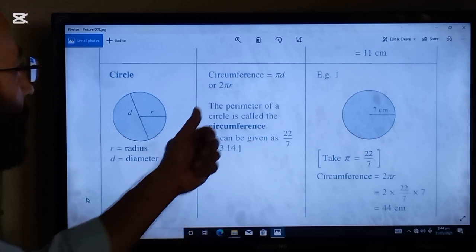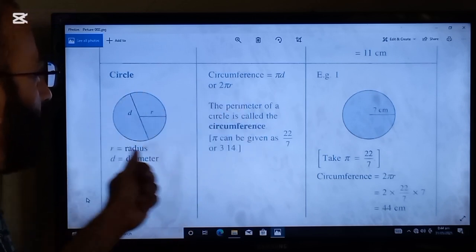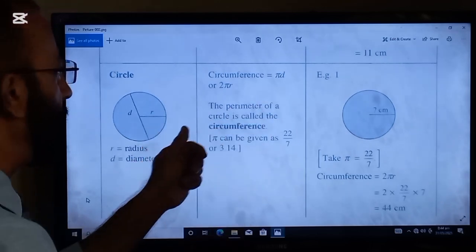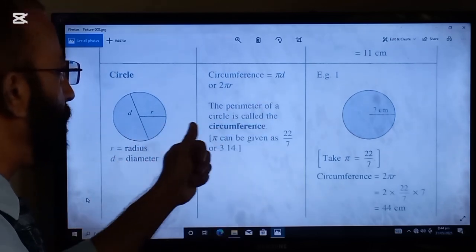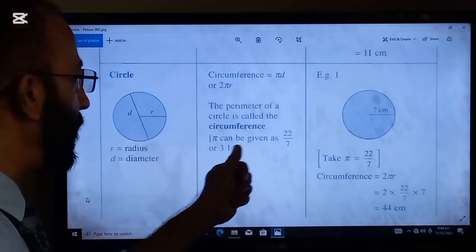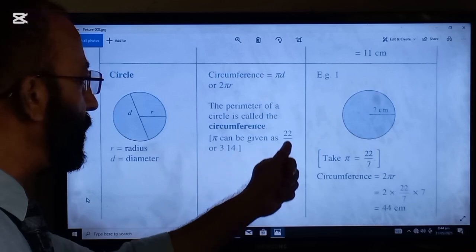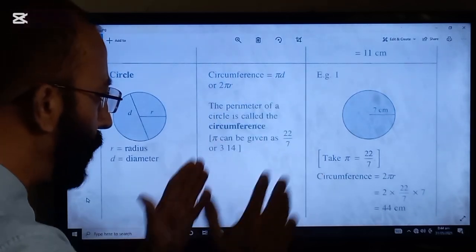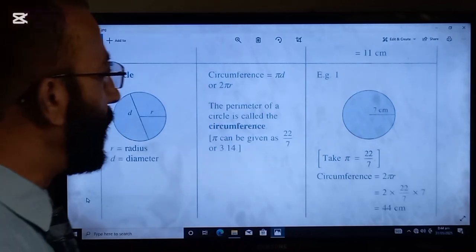So the circumference formula for the circle is pi d or 2 pi r. This circumference is actually the perimeter of the circle. The perimeter of the circle is called the circumference. Pi can be given as 22 by 7 or 3.14. This concept will be cleared by this example.